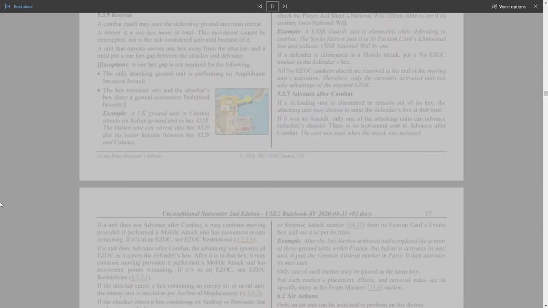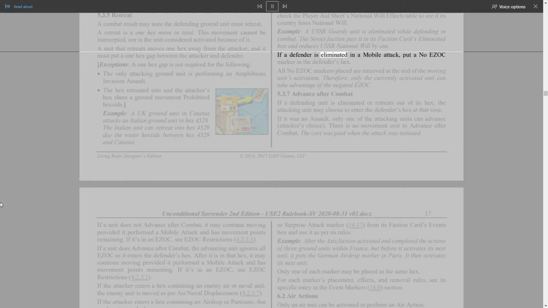5.3.6 Unit Elimination. A ground unit may be eliminated in combat due to the combat result or because it cannot retreat. Put an eliminated unit in its faction card's eliminated box, and check the player aid sheet's national will effects table to see if its country loses national will. Example: a USSR Guards unit is eliminated while defending in combat. The Soviet faction puts it in its faction card's eliminated box, and reduces USSR national will by 1.